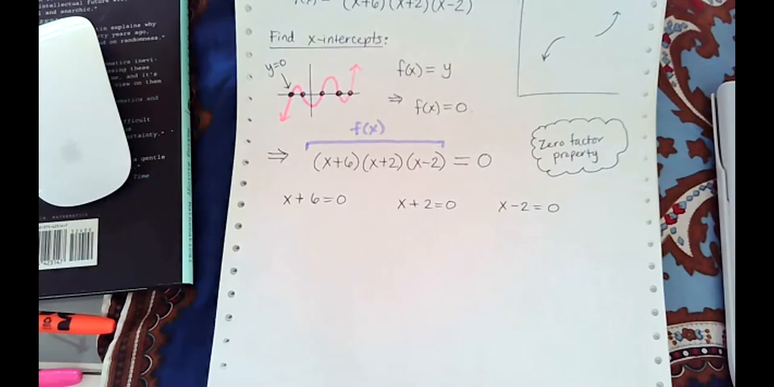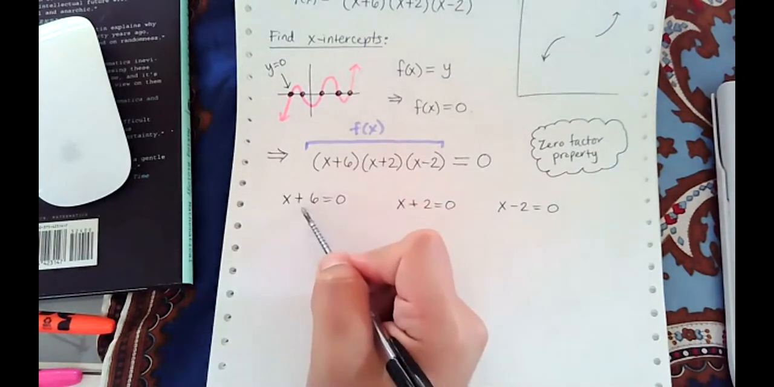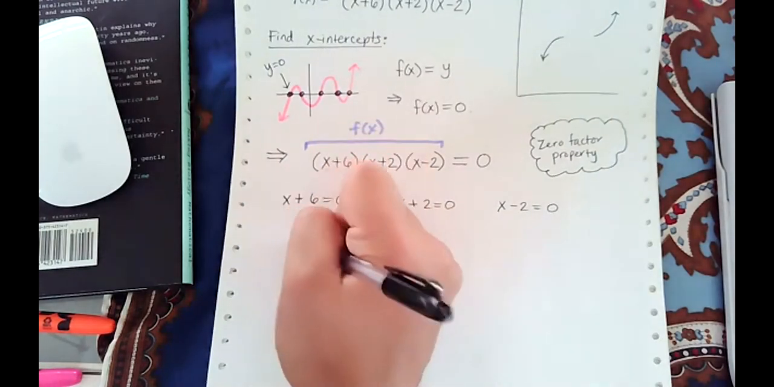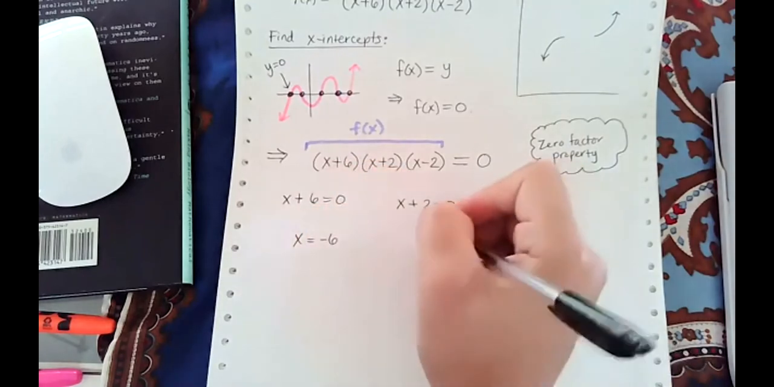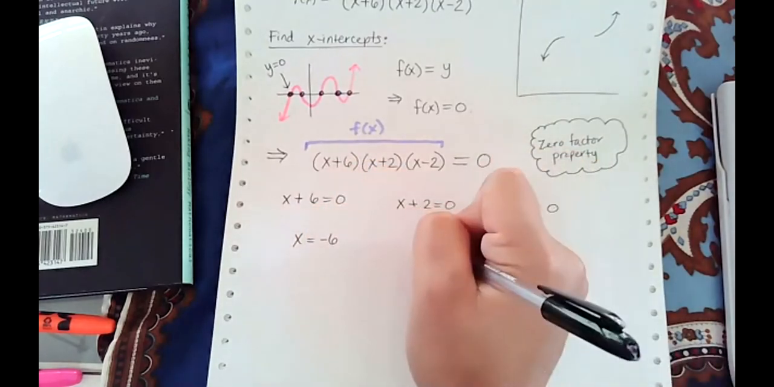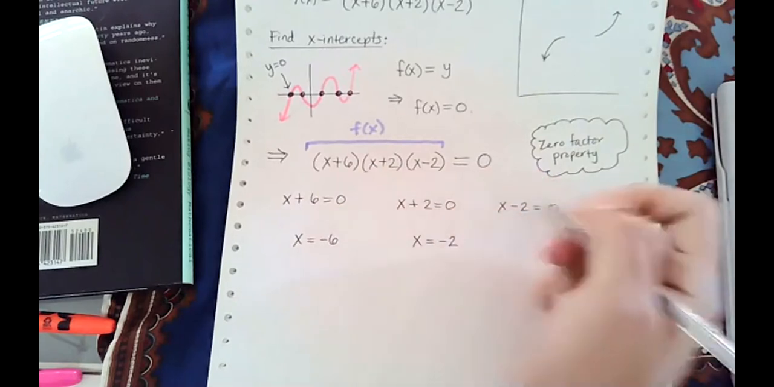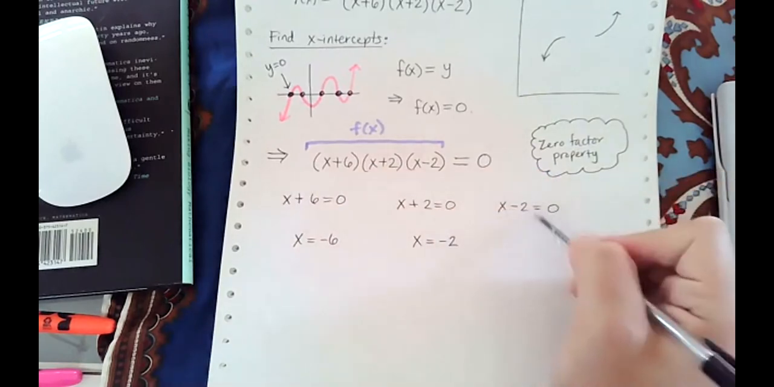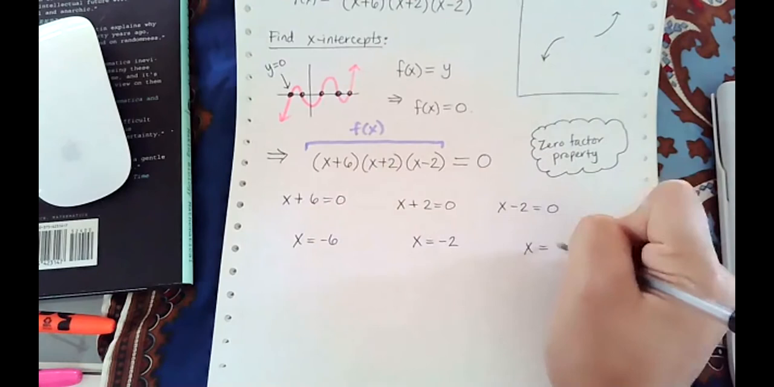And these are really straightforward to solve, right? You just move the six over to the other side. So you get x is equal to negative six. You move the positive two over to the other side. So you get x is equal to negative two. And you move the negative two over to the other side. You get x is equal to positive two.